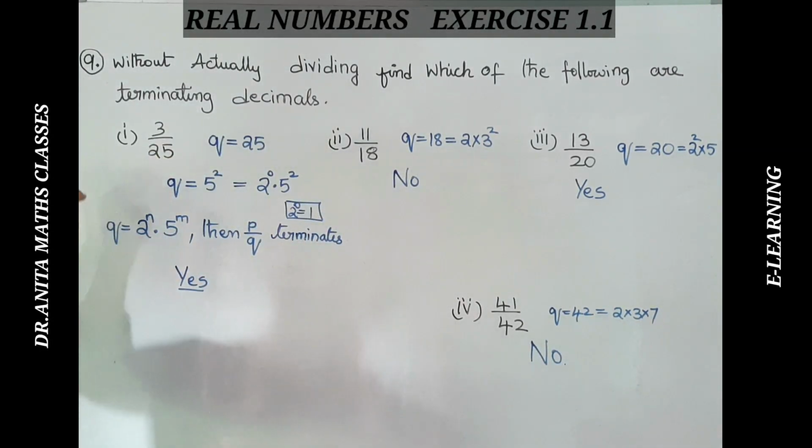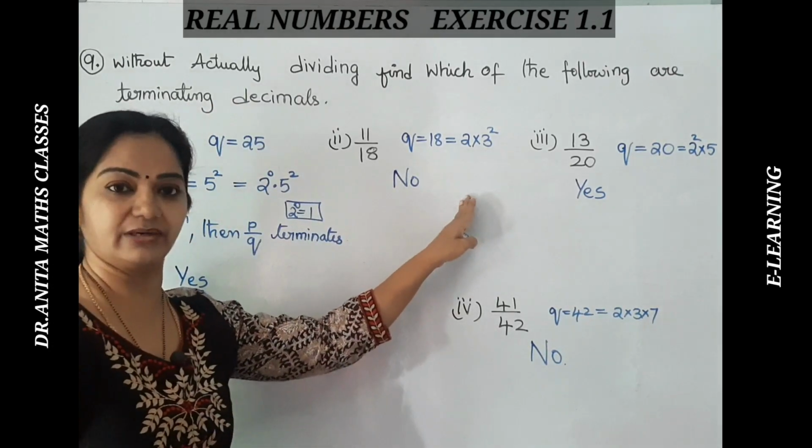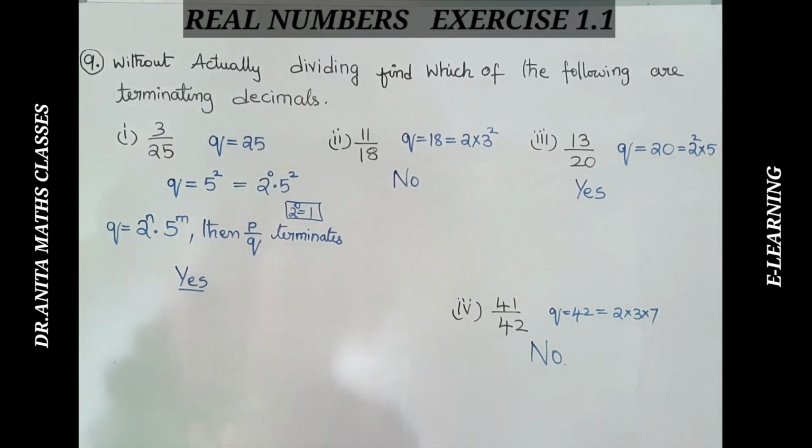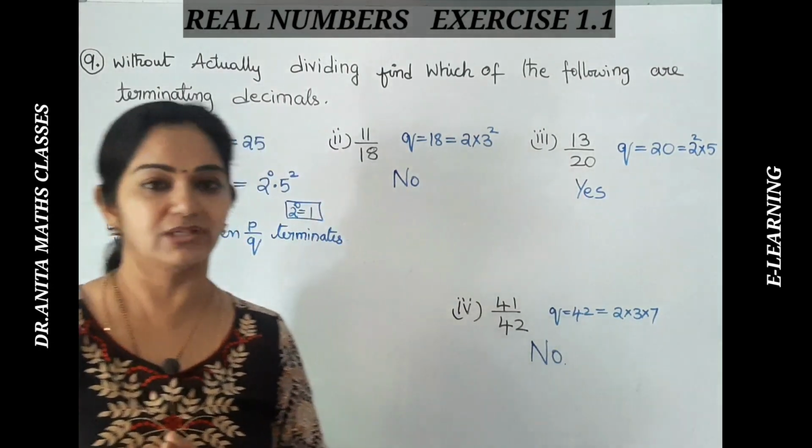So with this, we are not performing the division. We can only check using the denominator. With this, we have come to the end of this exercise. We will see in our next class the irrational numbers concept. Thank you all.